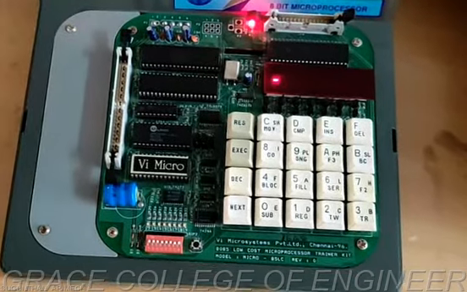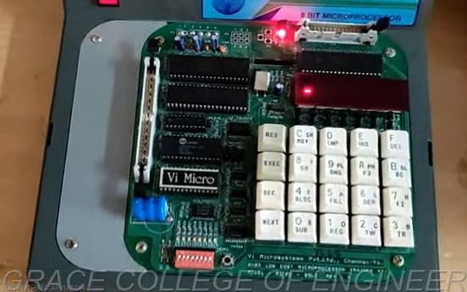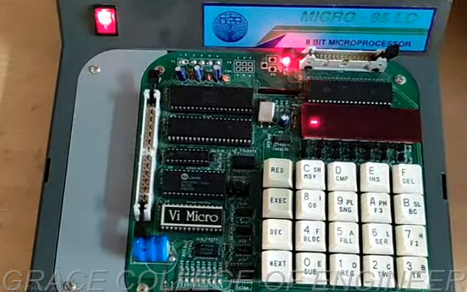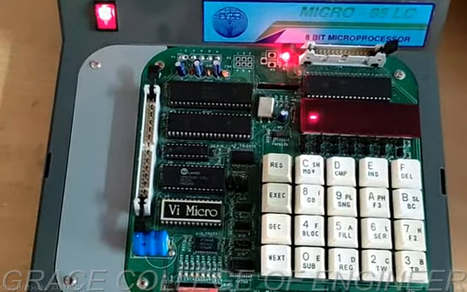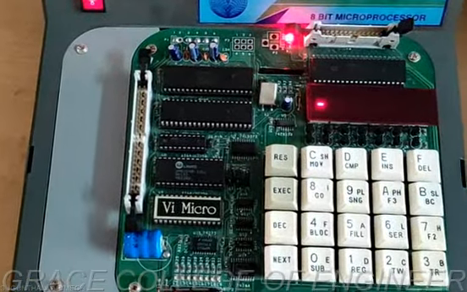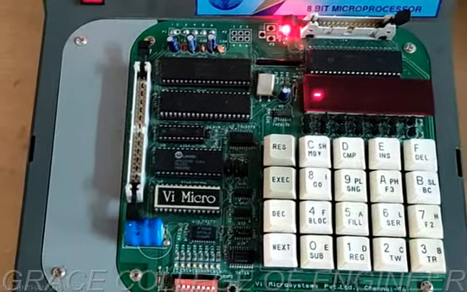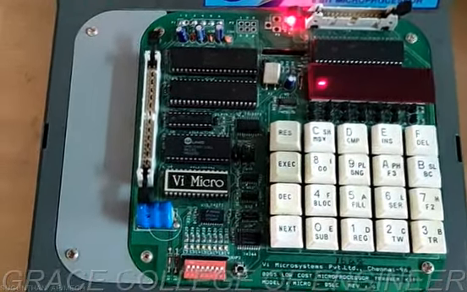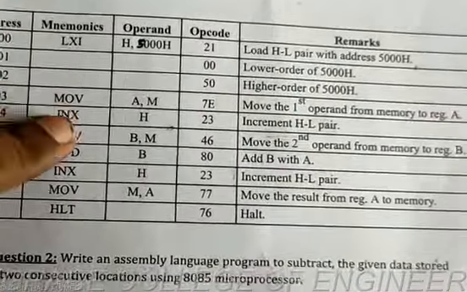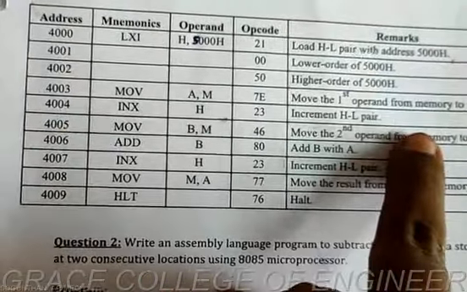Data is stored at two consecutive locations using the 8085 microprocessor. Here we add any two numbers using the 8085 microprocessor kit. This is an 8-bit microprocessor. We are giving this opcode as an input. Basically, this is the address, this is the mnemonics, this is the operand, and this is the opcode. This is the explanation of the program.